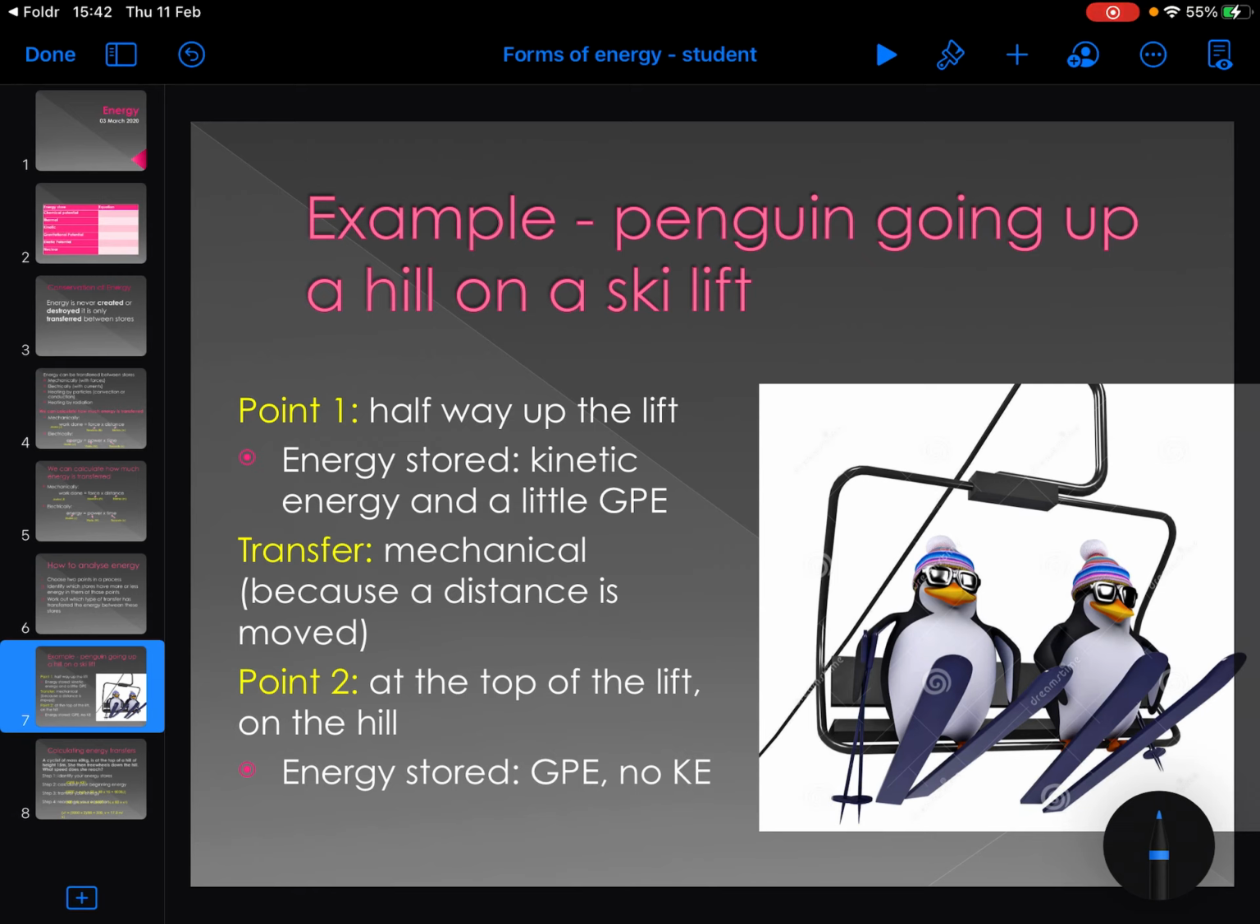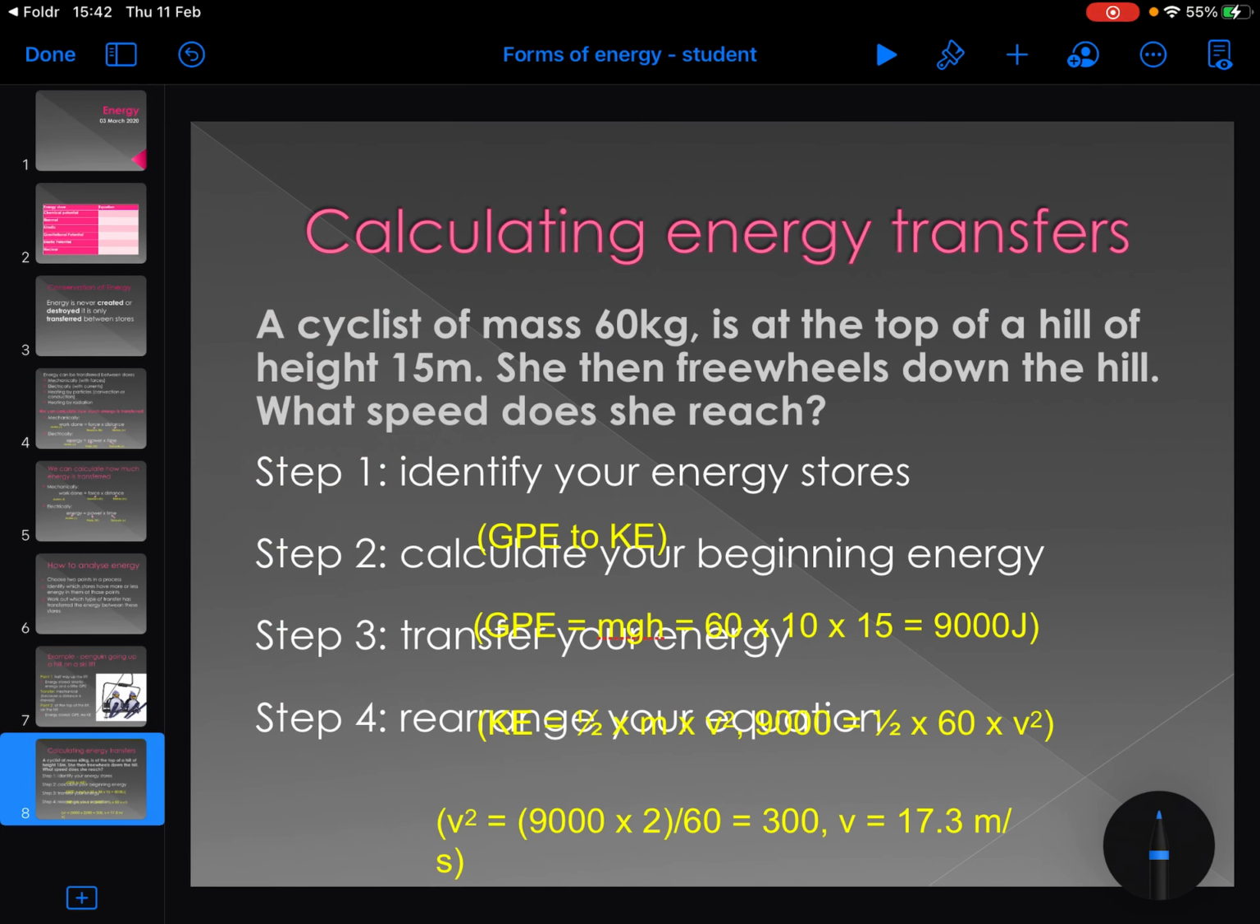There's a mechanical transfer because distance is moved. You could, I suppose, justify an electrical transfer in the theory that this is an electric ski lift, unless there's someone perhaps cycling at the bottom making it move. So you could justify electrical, that would also be okay. And point 2, at the top of the hill, the energy stored is gravitational potential energy, and there will be no kinetic left because they have then stopped at the top of the hill. So there's your example. Sorry, the formatting's gone a bit funny here, isn't it?